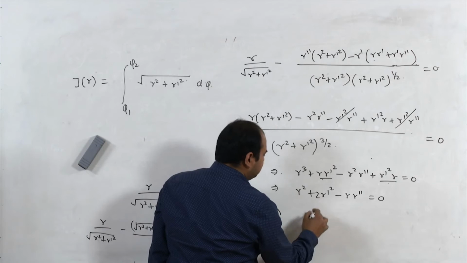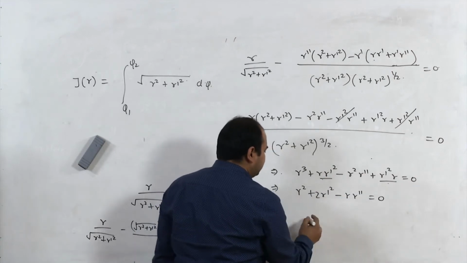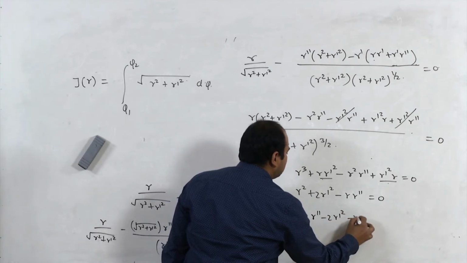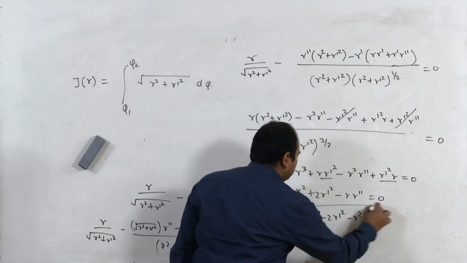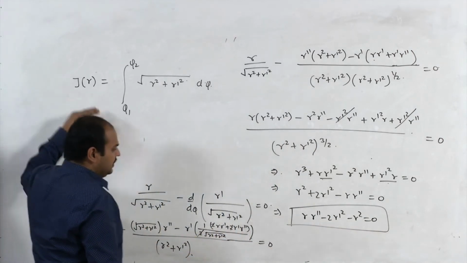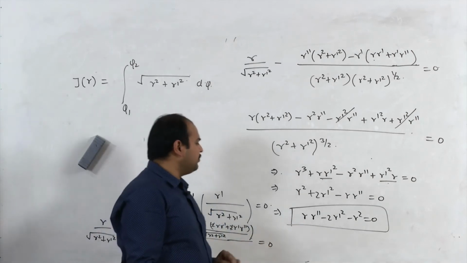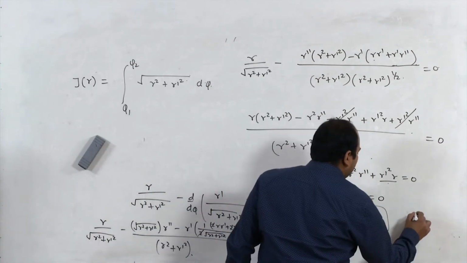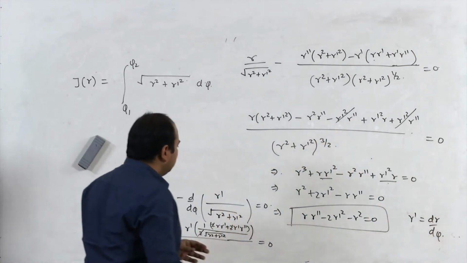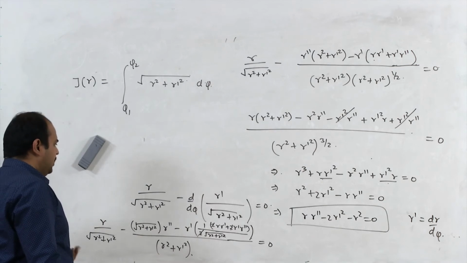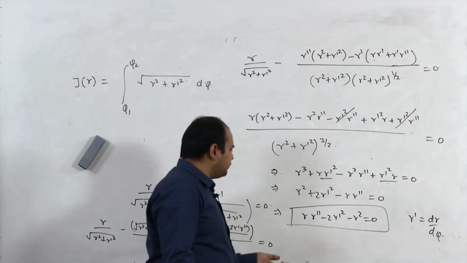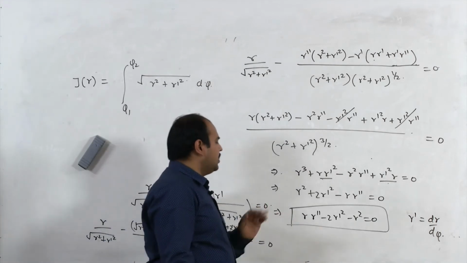So if you simplify a little bit further, take it on the other side, we have r double dash minus 2 r dash square minus r square is equal to 0. So the Euler's equation for this particular functional is given by this, which is quite difficult to solve here. Here r dash is your dr by d phi. So what we try to do here, we take the help of invariance of Euler's equation and try to find out a new coordinate system where this equation is solvable.